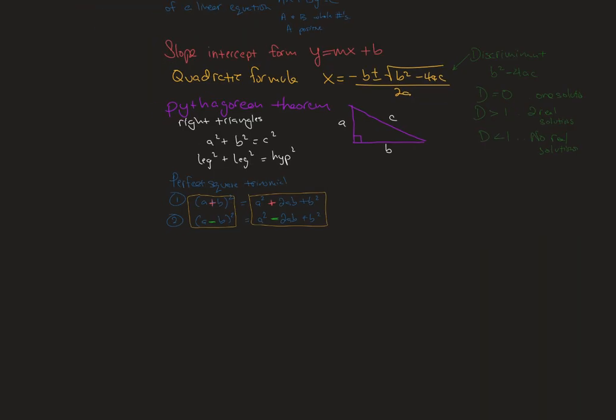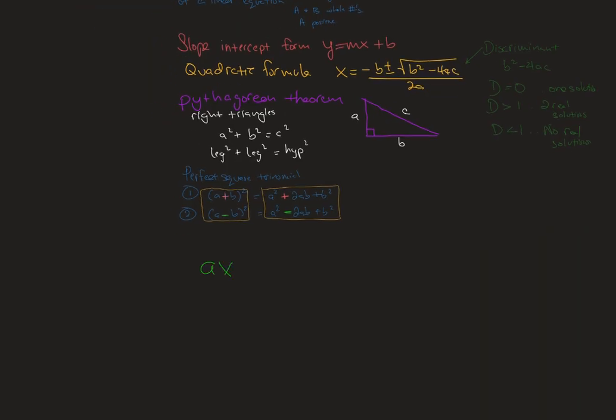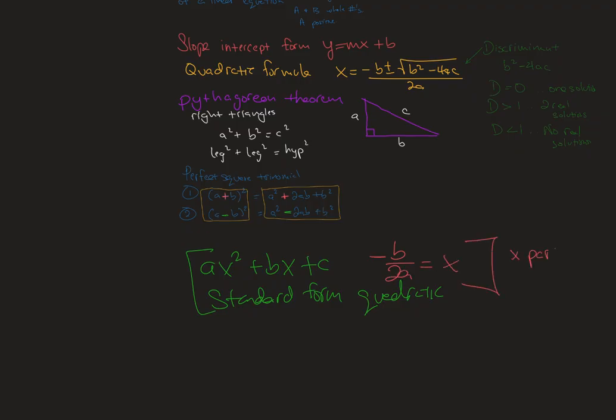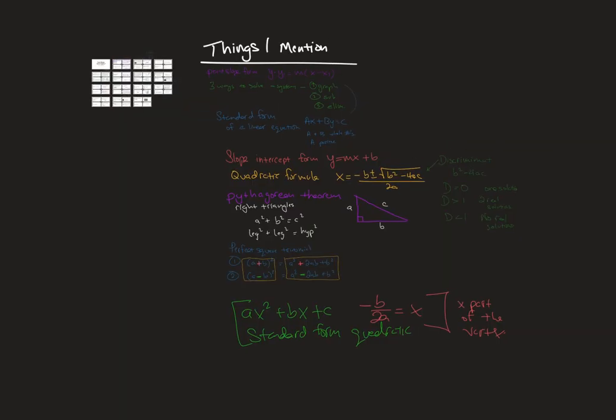The other thing is when it comes to a standard form quadratic, which is what that is, negative b over 2a equals x. That is the x part of the vertex. So boom, we just updated our list.